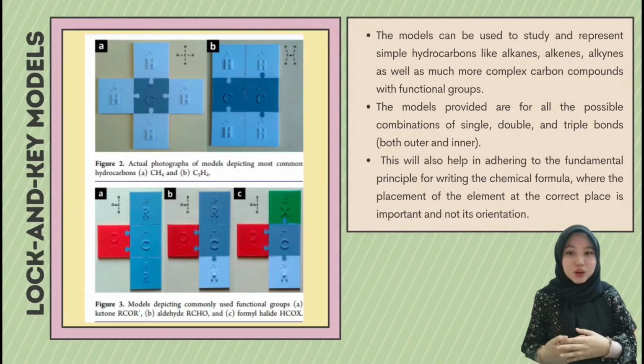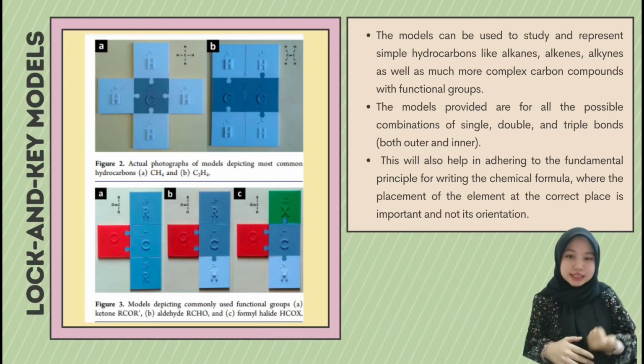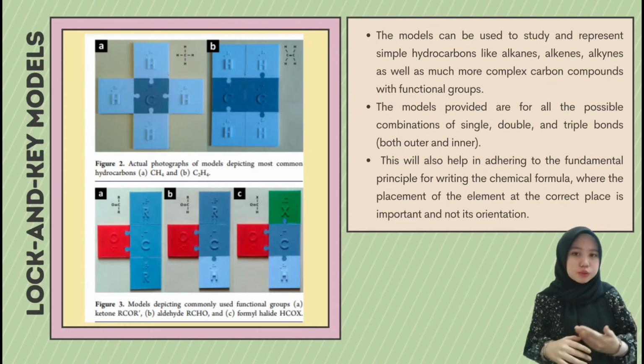As you can see on this slide, these are examples of ball and stick models that can be used to study and represent simple hydrocarbons like alkenes and alkynes, as well as much more complex carbon compounds with functional groups. These models are provided for all the possible combinations of single, double, and triple bonds.